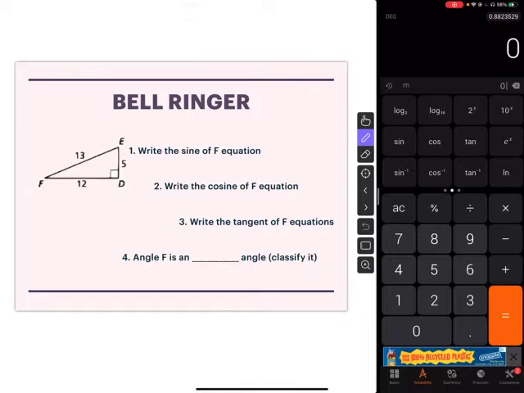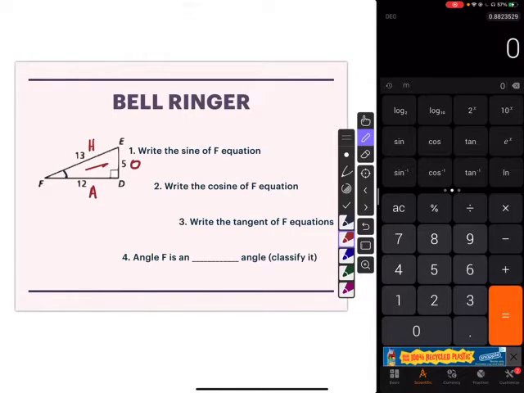First, our bell ringer. This will relate to what we're doing today. So write the sine of F equation. If we look at our triangle here, here's angle F. Let's go ahead and label our sides relative to F. This would be the opposite, across from it. Here's your hypotenuse, and this would be your adjacent.